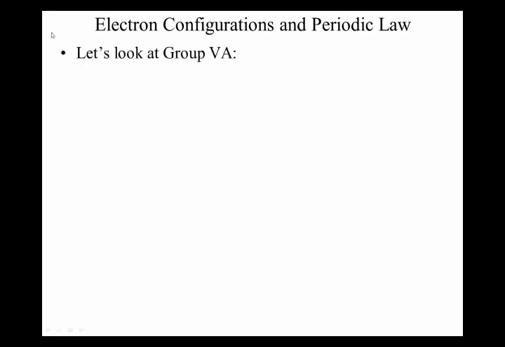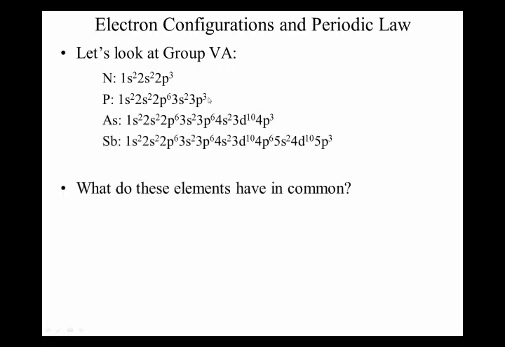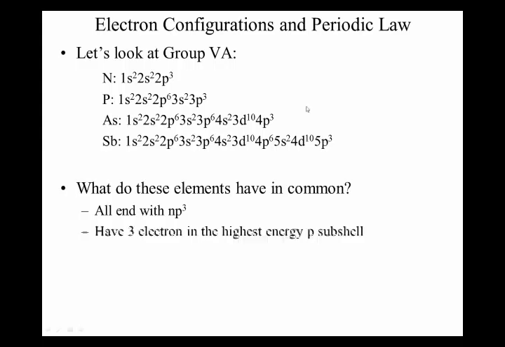All right, so let's look at group 5A as another example. Nitrogen has 1s2, 2s2, 2p3. Then 1s2, 2s2, 2p6, 3s2, 3p3, then 4p3, 5p3. In the same way, we can ask what these have in common. There are a couple of ways to suss this out. Again, they all end with np3, n being the shell level, so 2, 3, 4, 5. They all end with 3 electrons in their highest energy p subshell. But now let's take a look at the highest shell collectively, so I'm distinguishing between subshell and shell.